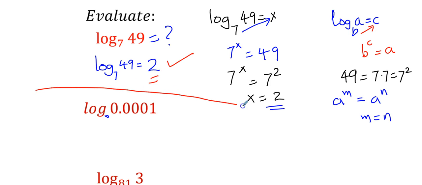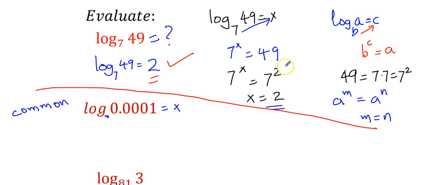Now what about log 0.0001? What is the value of this? Once again, I'll take it as x. You know that whenever there is no base, when the base is not given for these logs, which you call common logarithms, in these common logarithms, the base has to be 10 by default. So whenever they didn't give the base, take it as 10.